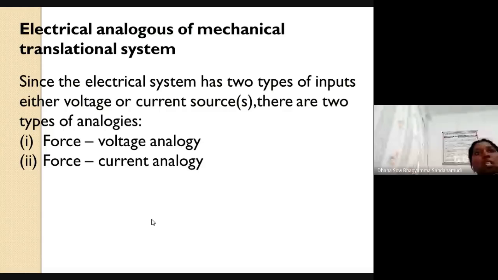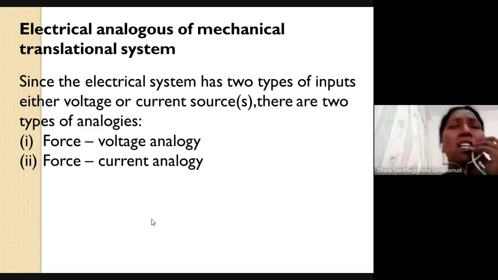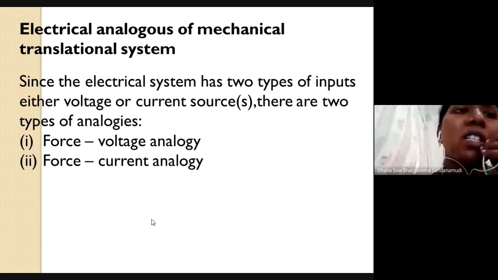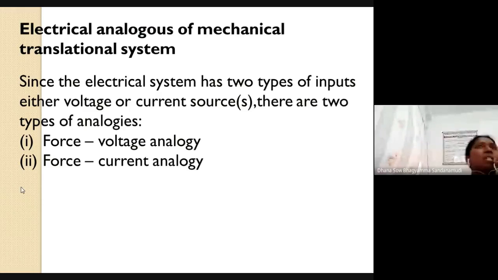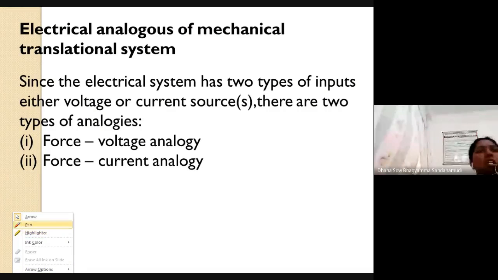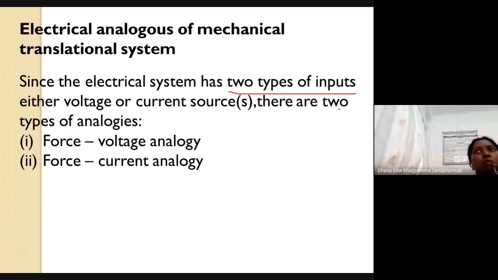Let us see the electrical analogous of the mechanical translation system. We have seen a mechanical translation system and mechanical rotational system till now. That is the electrical analogous of the mechanical translational system. Now an electrical system can have two types of inputs. They are either voltage source or current source. There can be one source or more than one source. That's why I have written it with that S.